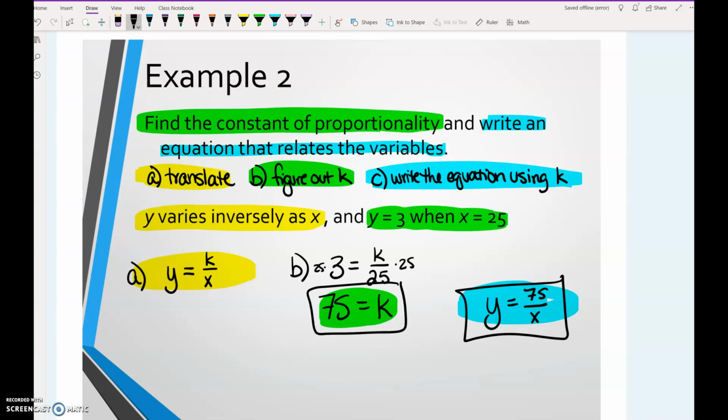The 2 boxed things are the things that they're really looking for. You have to do part A in order to get to part B and part C, but really part B and part C are the parts that they're asking for. Part B is just figure out what is K. Part C, use the K that we now know back in that original equation that we wrote. Replace the K with the K that you found.